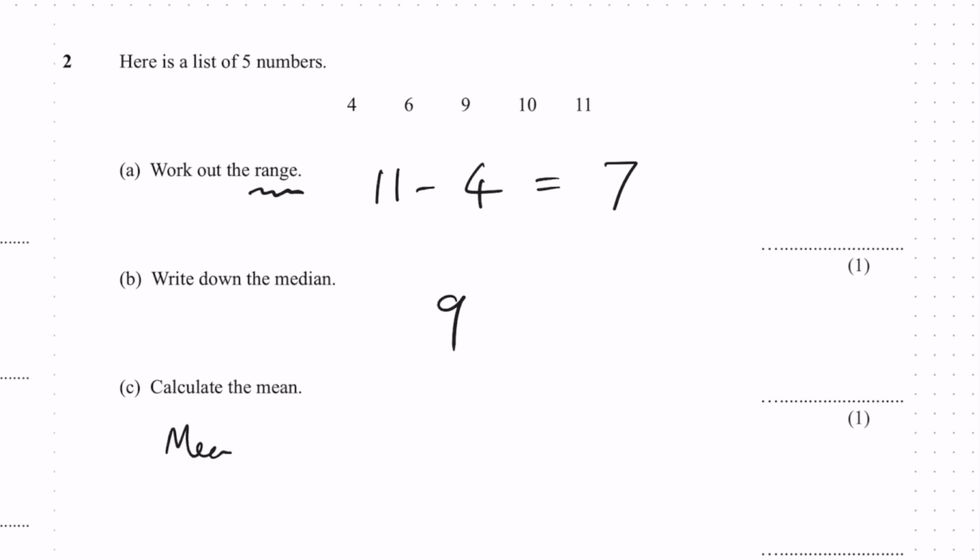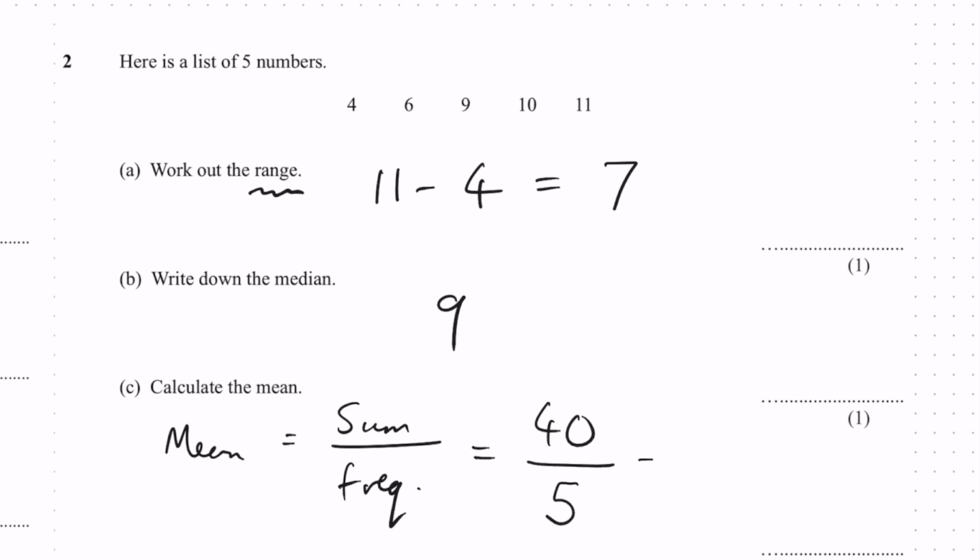So final question, calculating the mean. We know the mean is equal to the sum divided by the frequency, so the sum of our data divided by the number of items we have. If we add all of those up together, we are going to get 40, I think. And then we need to divide that by the number of things we have. In that list there are 5 items, so 40 divided by 5 is equal to 8. Good job, well done.